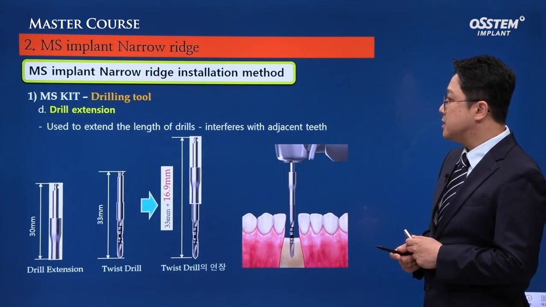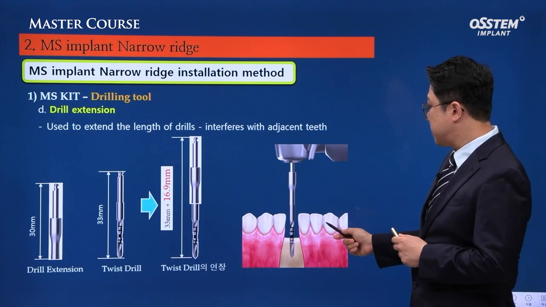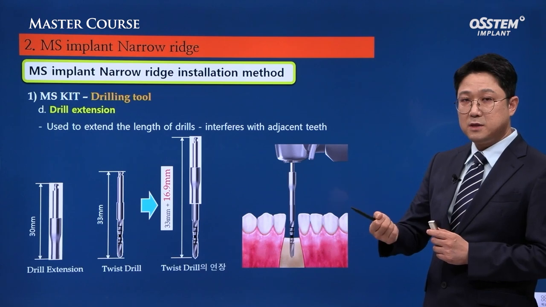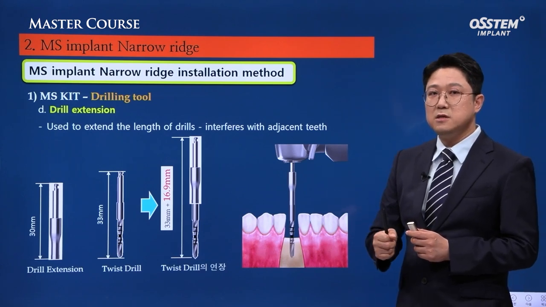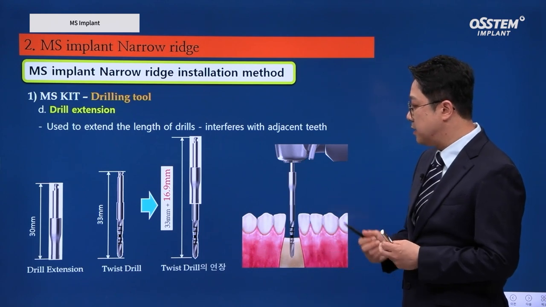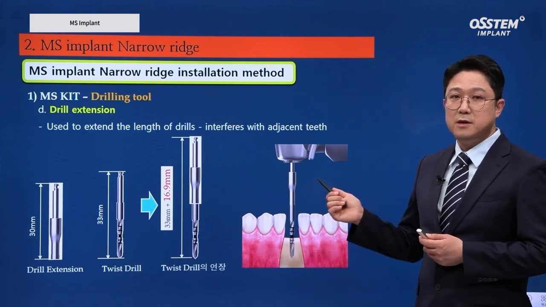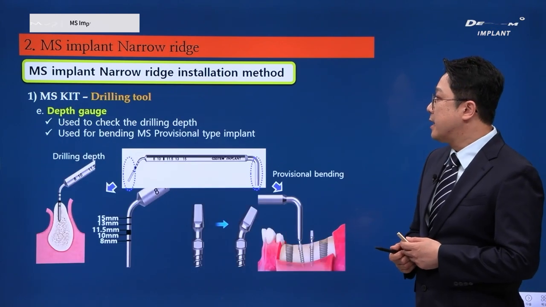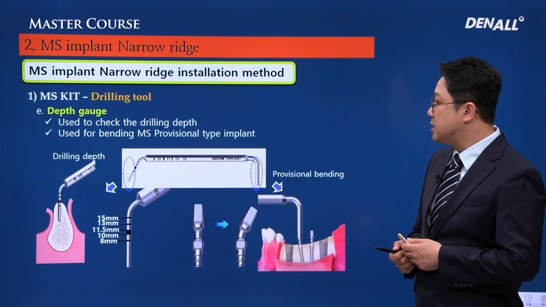Also, there is a drill extension as mentioned. If there is interference from the adjacent teeth, at times, there can be deviation in drill path and direction. In this case, if you use drill extension, the drill becomes elongated, and in checking the direction, it becomes more favorable.